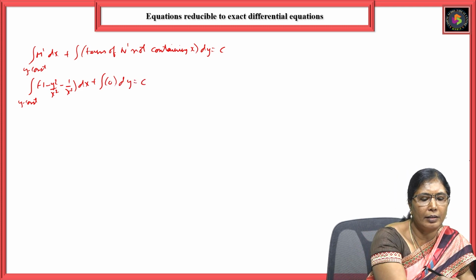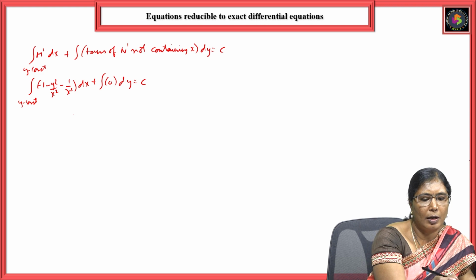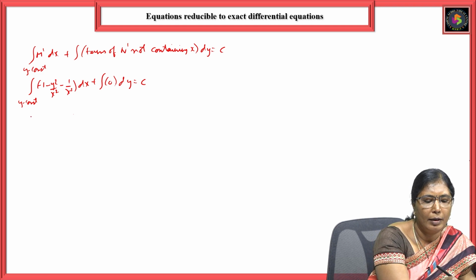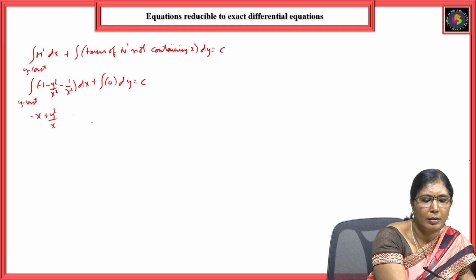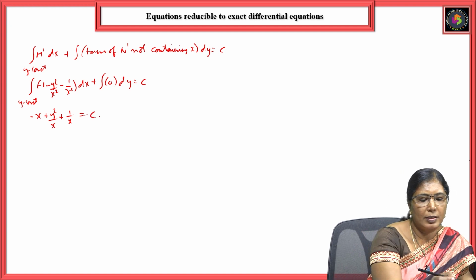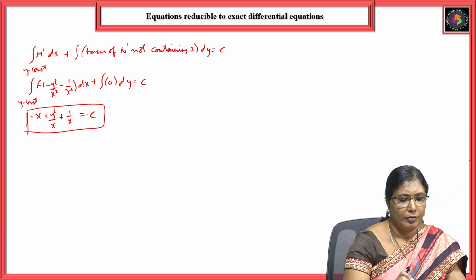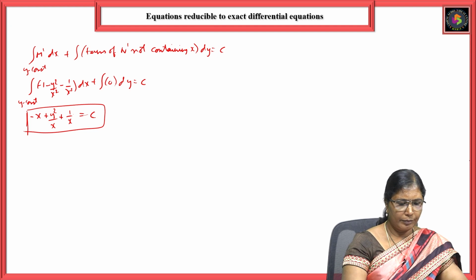So now integrating this term, what do you get here? Keeping y as constant, we get minus x plus y square by x plus 1 by x is equal to c. So this is the answer. Okay, so let us move to the next method.